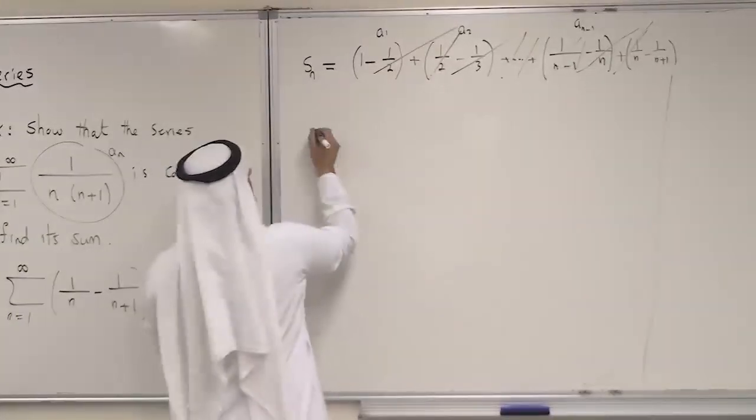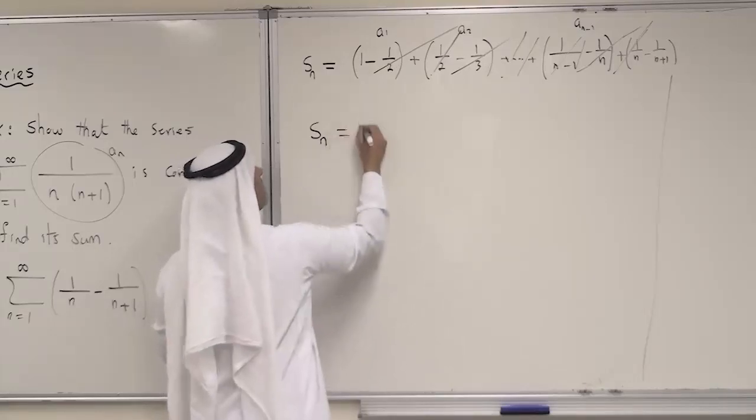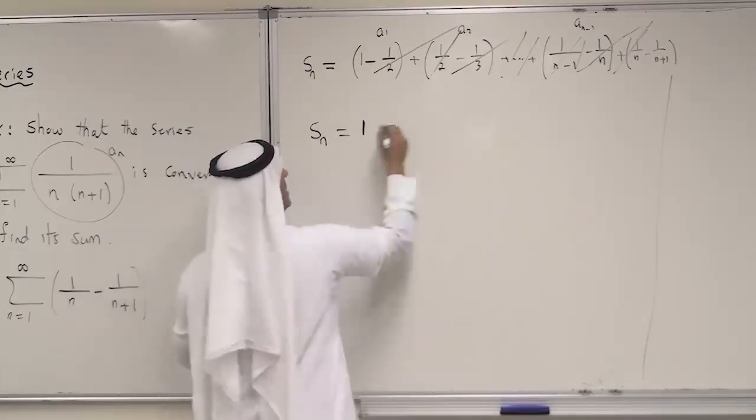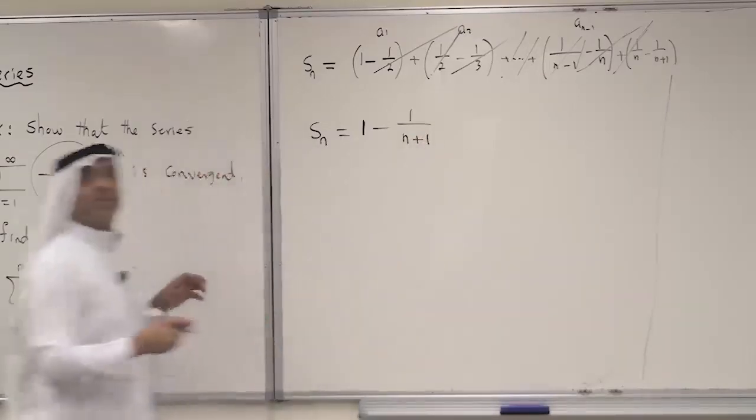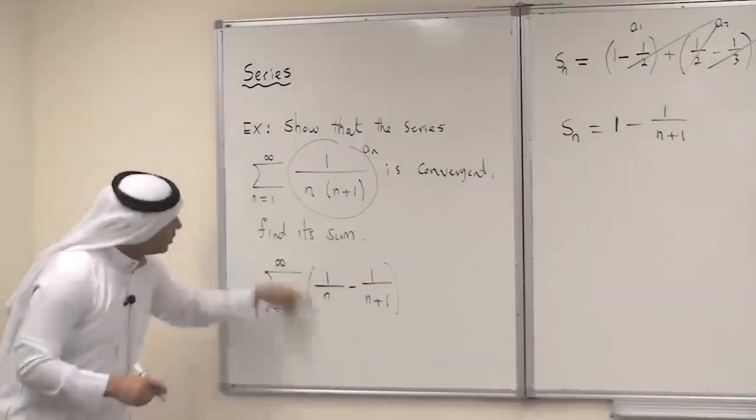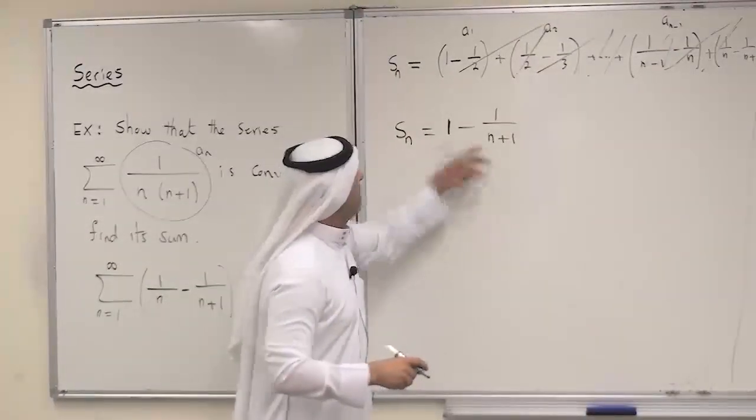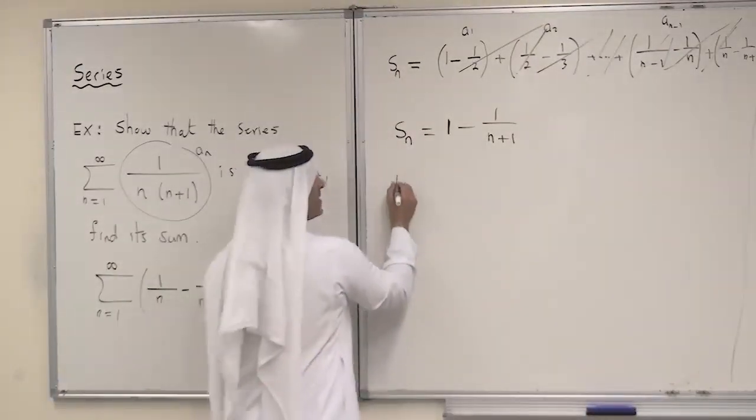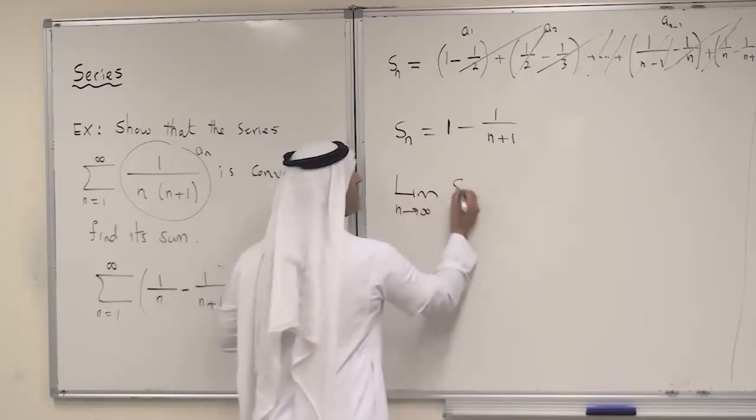You can easily see that Sn here in this case will be equal to what? Only the first element and the last element, 1 over n plus 1. So we succeeded now to simplify the expression of Sn, and we get it with only 2 terms. Now we answer the question: what is the limit as n goes to infinity of Sn?